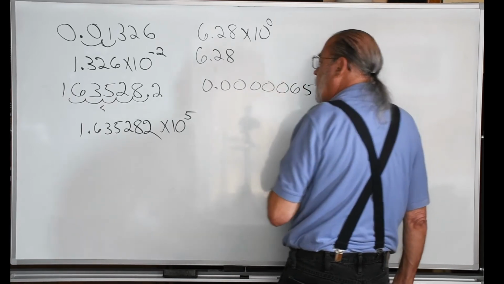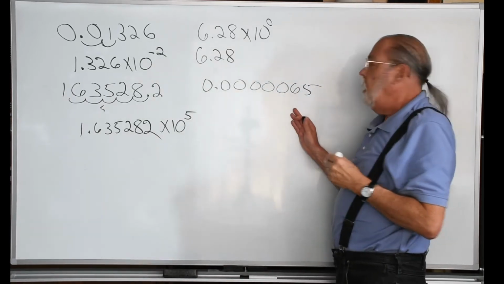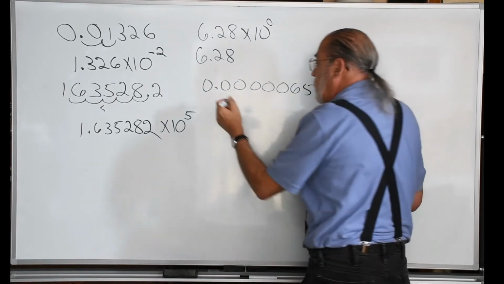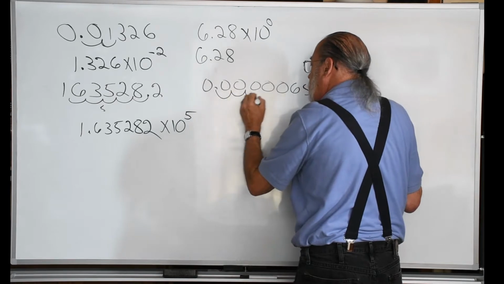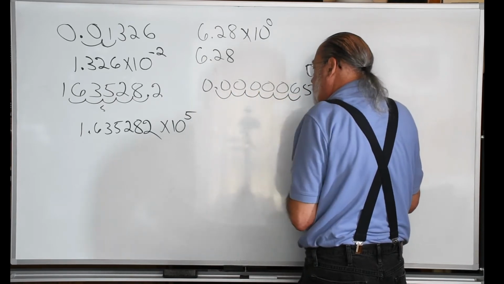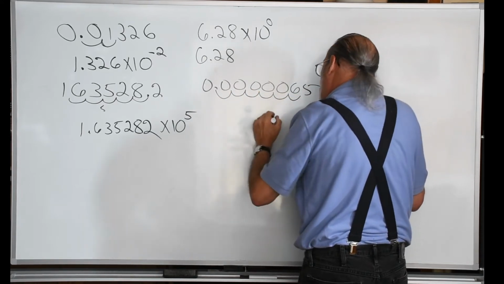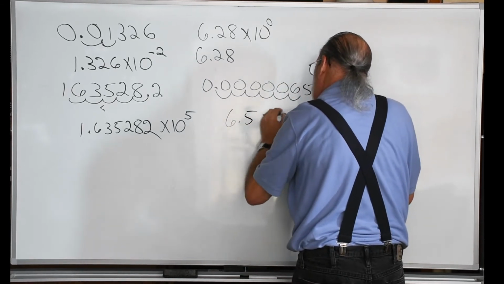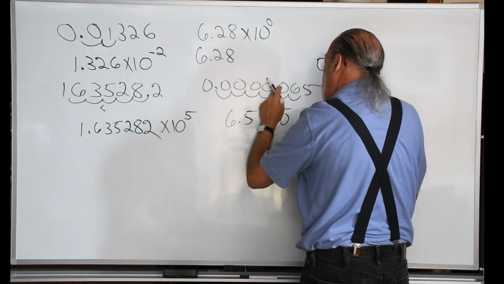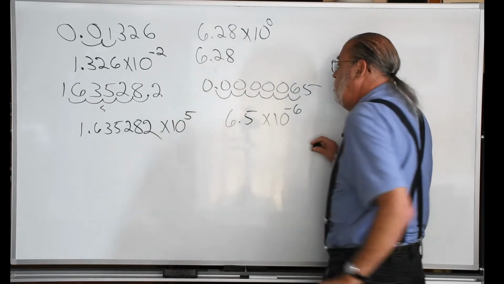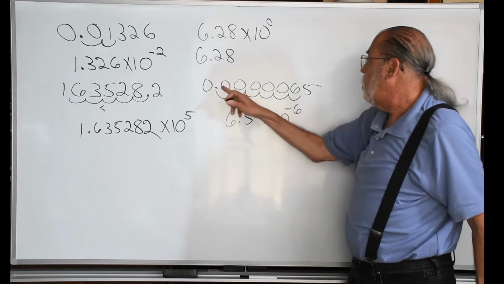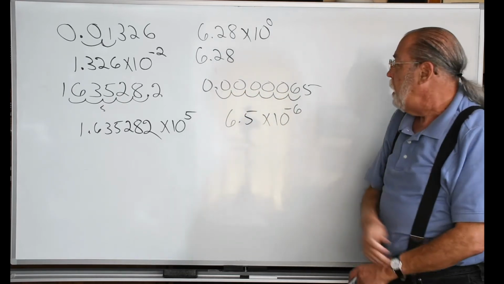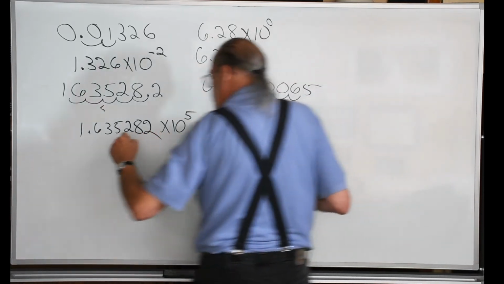When we have something like this, in this case, we know we're going to get a negative exponent because it's less than 1. We move the decimal point 1, 2, 3, 4, 5, 6 places. It's less than 1, so we get 6.5 times 10 to the minus 6. Right? Okay?